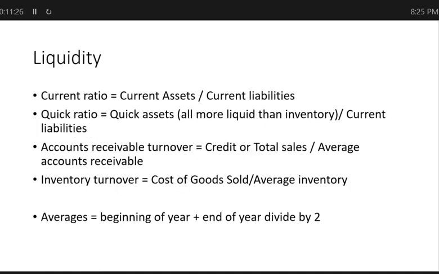Now, liquidity, we have talked about in an earlier class when we presented these. So this is a little bit of review. Current ratio is all the current assets divided by current liabilities. The quick ratio is the quick assets divided by current liabilities. Again, notice current liabilities is the same either way.